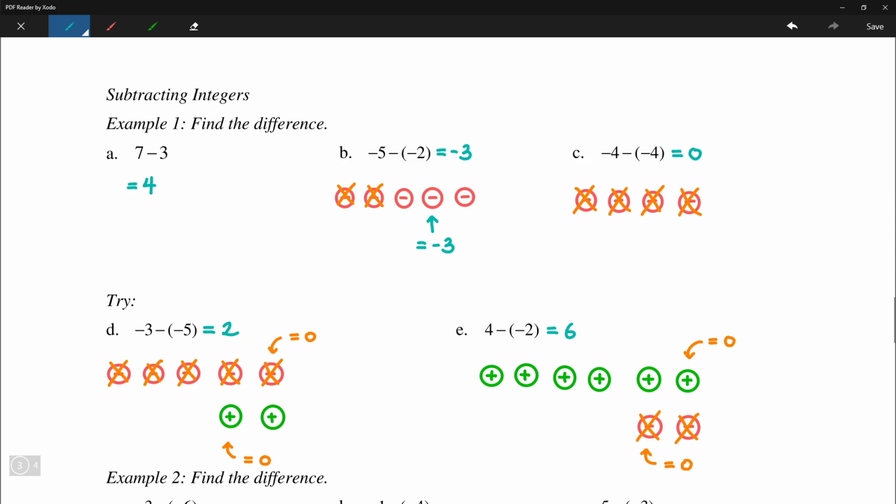So another way to think about some of these subtraction questions is to rewrite them as addition questions. So in the case of the first one, when we're taking away a negative, we can rewrite this as -5 plus 2. Notice that it has the same result of -3. Likewise, in the second case, we have -4 plus 4, which will give us a sum of 0. Here, this is -3 plus 5, with a sum of 2. And finally, 4 plus 2 is equal to 6.